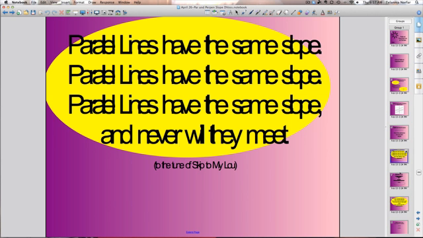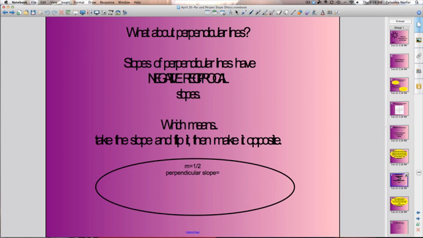Great job. Remember that song when it comes to your testing time, too. So what about perpendicular lines? The slopes of perpendicular lines are negative reciprocals. That's what this word is, negative reciprocal slopes, which means take the slope and flip it, then make it opposite.